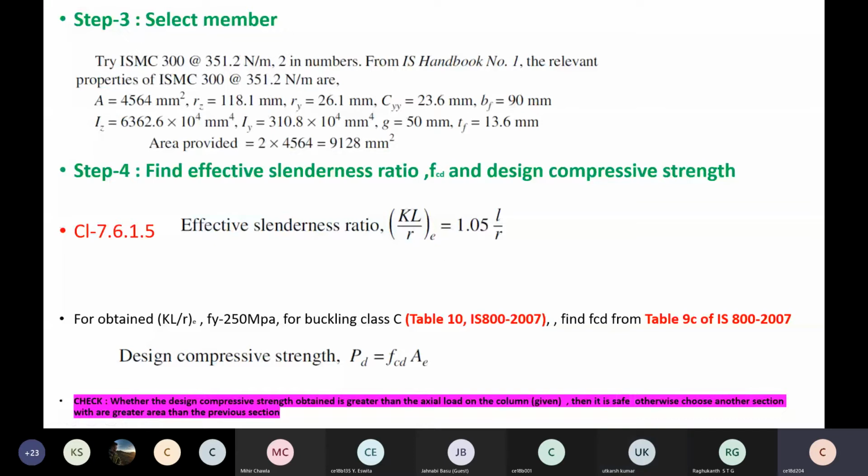89. Yes, 89. Once you get the slenderness ratio, you have to find the design compressive stress. To determine fcd, we have to go to Table 9C. Since it is a built-up member, it comes under buckling class C. So from Table 9C of IS 800 you will get fcd. Generally it will be a series of values, so for the obtained slenderness ratio you have to do interpolation for the given fy of 250 MPa. You can open your IS code books and check Table 9C.